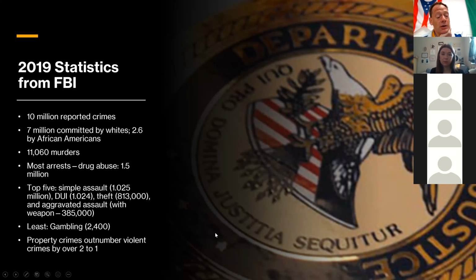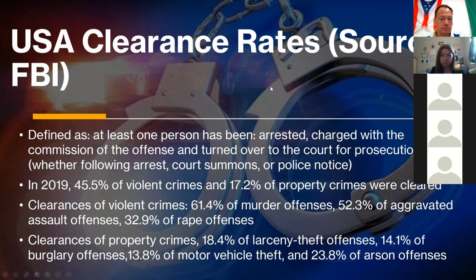And then property crimes outnumber violent crimes by over 2 to 1. So for every violent crime that's committed, there are 2 property crimes, and property crimes would be theft, which is considered a property crime, harming somebody's property, trespass. Those are property crimes.